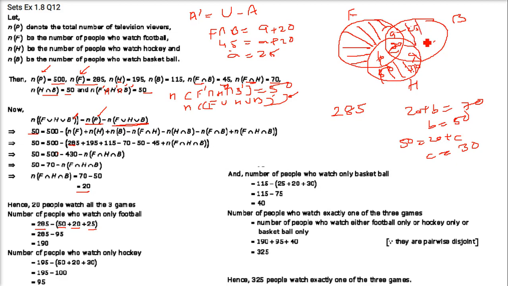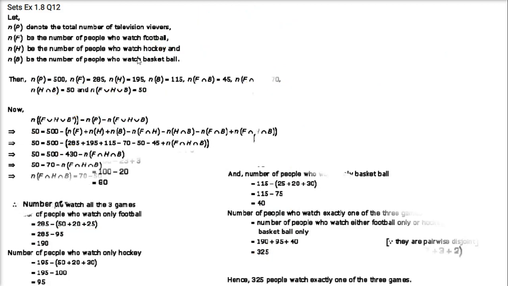Now only watching B is this one. How do we get it? B minus A minus 20 minus C. A is 25, C is 30 and this is 20. So 115 minus 25 minus 20 minus 30 is 40. So the number of people who watch exactly one of the three games: we got 190, 95 and 40. Just add them. That is 325 people who watch exactly one of the three games.